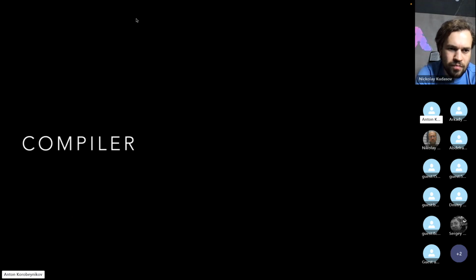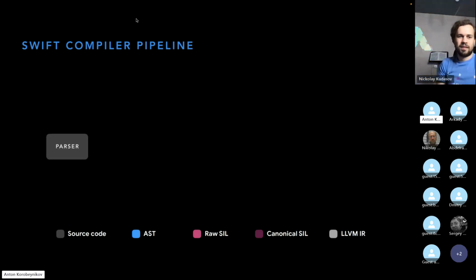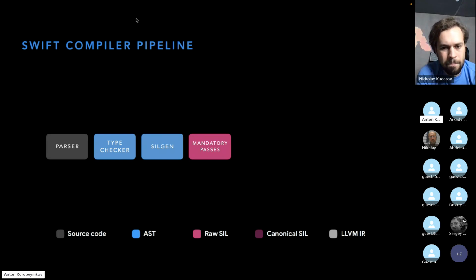Now let's talk about the compiler. The Swift compiler takes the Swift source files and compiles them to a native binary. The more detailed pipeline is here. First, Swift source code is parsed into the AST, the abstract syntax tree. The AST then goes through type checking, and then it's lowered to the Swift intermediate language called SIL. Then mandatory and optimization passes are run, and finally SIL is lowered to LLVM IR.